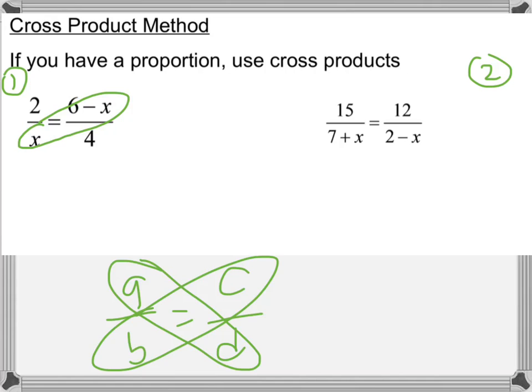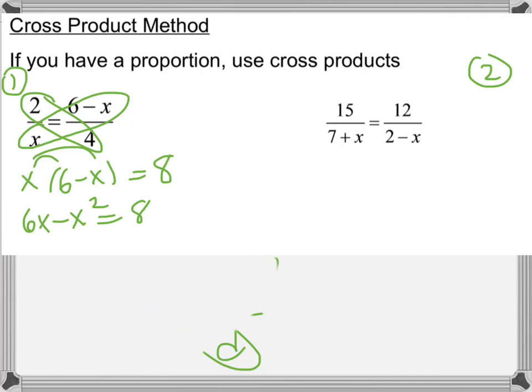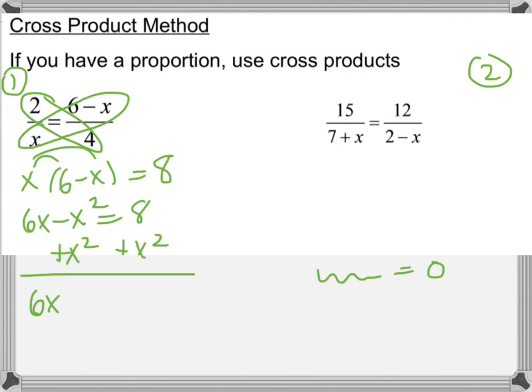I'm going to take the cross product, so x times 6 minus x is going to be equal to 4 times 2, which is 8. Okay, I'm going to multiply this through, so I have 6x minus x squared is equal to 8. Now, since I have a quadratic equation, I have to go through the algorithm for solving a quadratic equation, which is getting everything on one side and 0 on the other side. So I'm going to add x squared to both sides, and that's going to make it positive. So I have 6x is equal to 8 plus x squared.